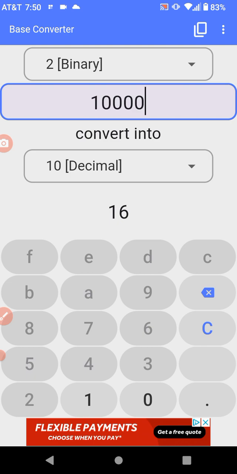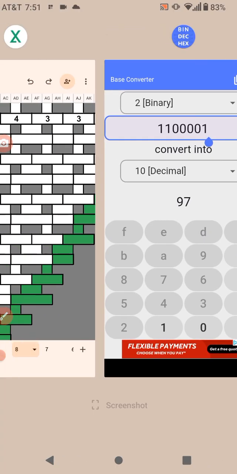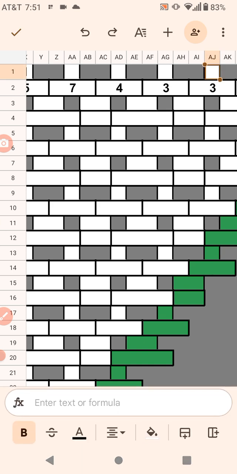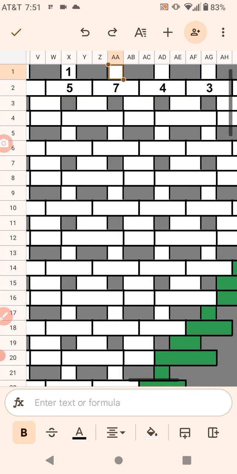16. But if we go here, 48. Okay, see what I did? And then if we do that, it's 97. Sorry. You can see what I did up there. And then the reason why I did that is because we got 1, 2, 3, 4, 1, 1.